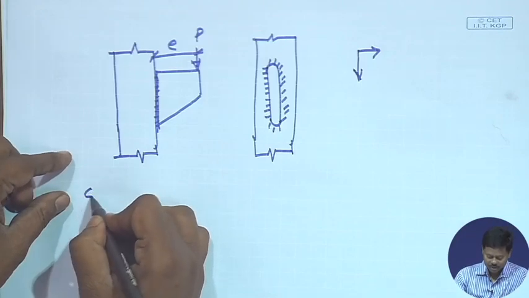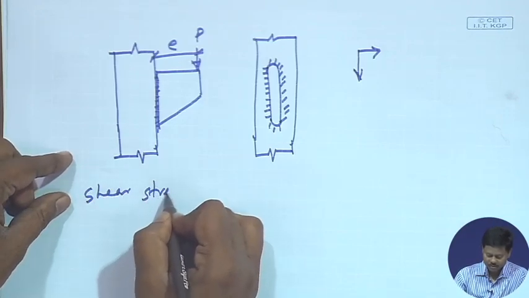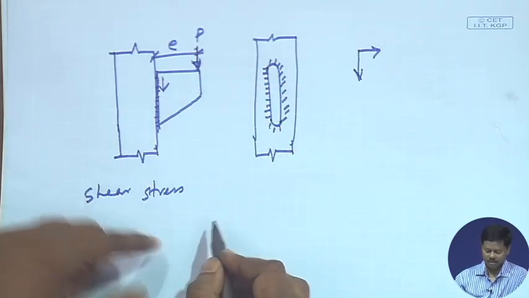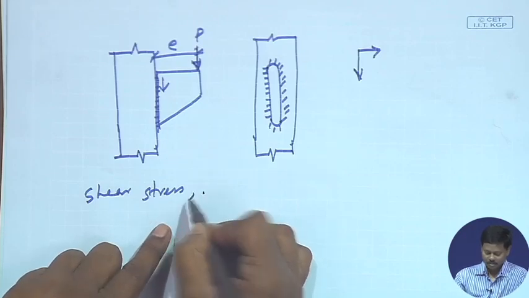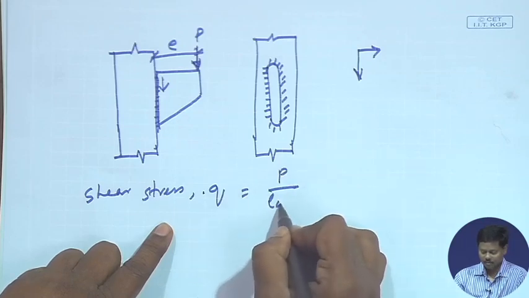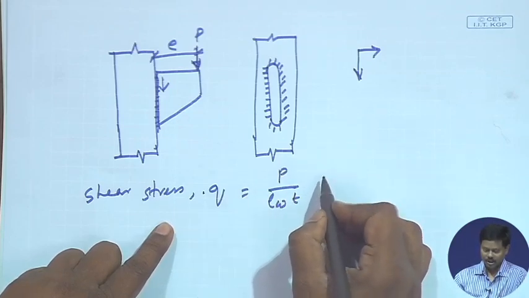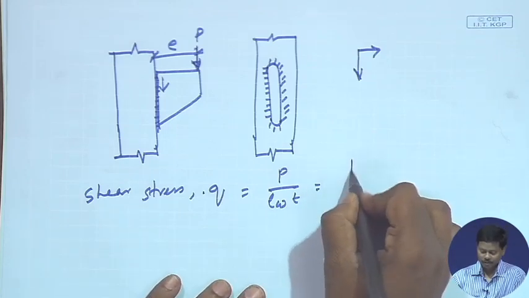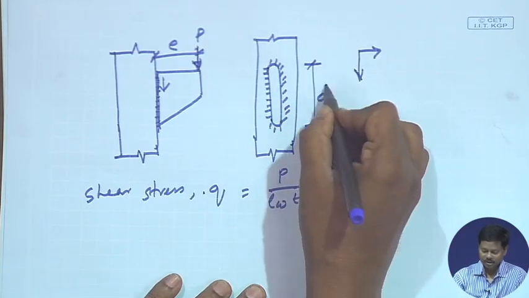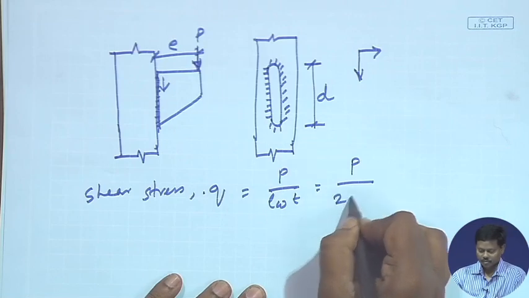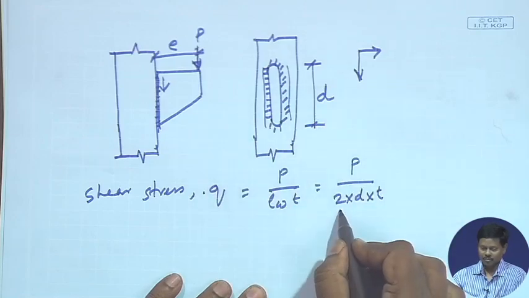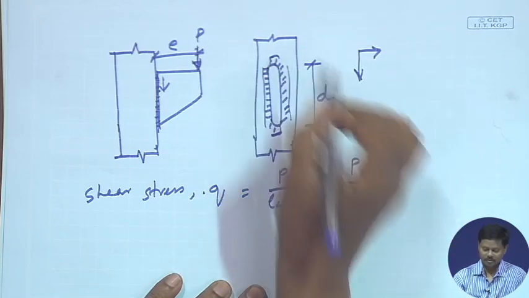First, shear stress is due to the direct load. Load is coming in this direction, so shear stress will come. This shear stress we can find out in the fillet weld as q equal to P by Lw into t. Here Lw is the length of weld. If this is called the depth D, then the length of weld will be 2 into D, because on this side D and on this side D, neglecting this width which is very small.